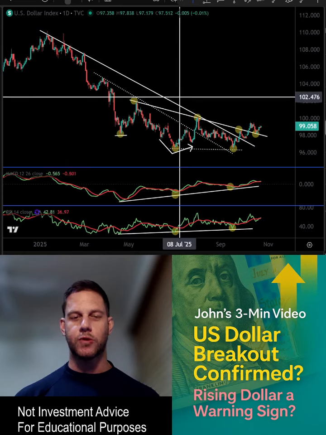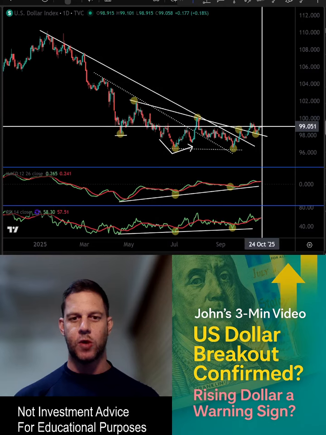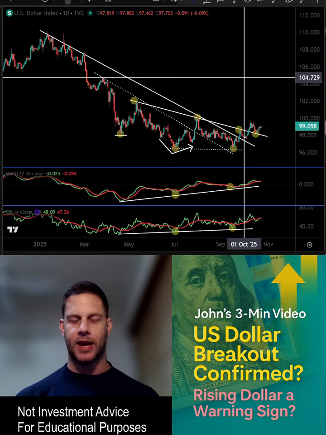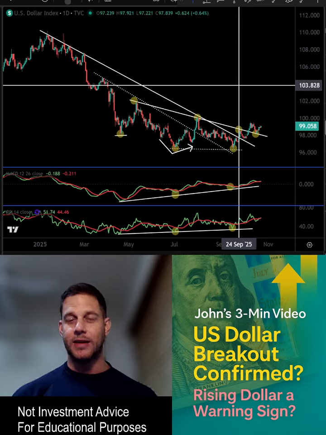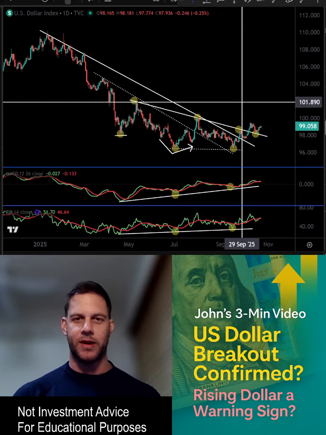And what I'll do is I'll try and reverse engineer what I've done here. So you can see, however we draw the line, the US dollar is breaking out, it's turning, and the probability that it rises from here is relatively strong. And a rising US dollar is not a good thing. It's generally a sign something's wrong.